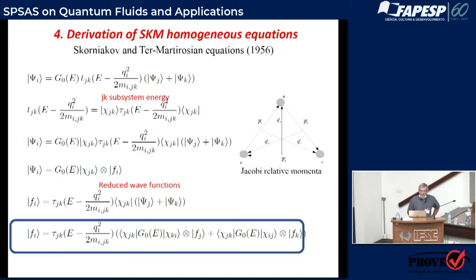Okay, I'm almost there. So I will derive now the Skorniakov and Ter-Martirosian homogeneous equations. Indeed, I'm doing the inverse direction, because Faddeev was inspired by this work. But I think it's very nice to have all these ideas together: renormalization, the Faddeev equation, and then Skorniakov and Ter-Martirosian. So it's very simple. This is the bound state equation. This is the transition matrix of the JK system. Already we know if we have a zero range potential, it has its form. But this form also applies if you have other form factors. People in effective field theory sometimes like to use Gaussians. You can use polynomials, 1/polynomials. There are an infinite number of possibilities. But the structure of the equation is exactly the same.